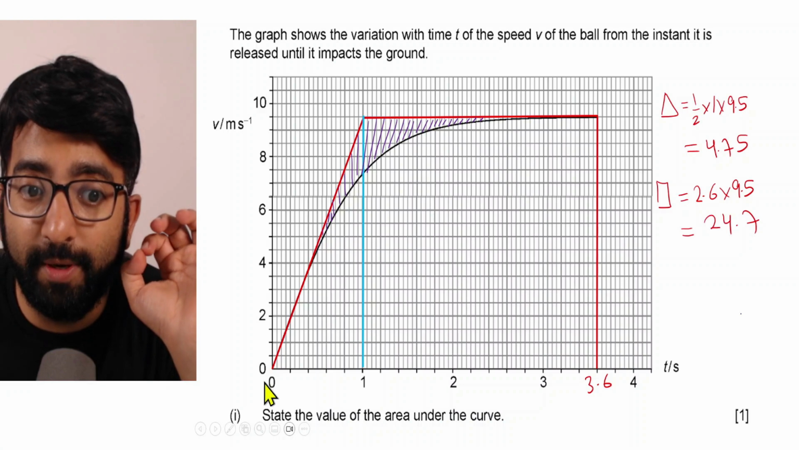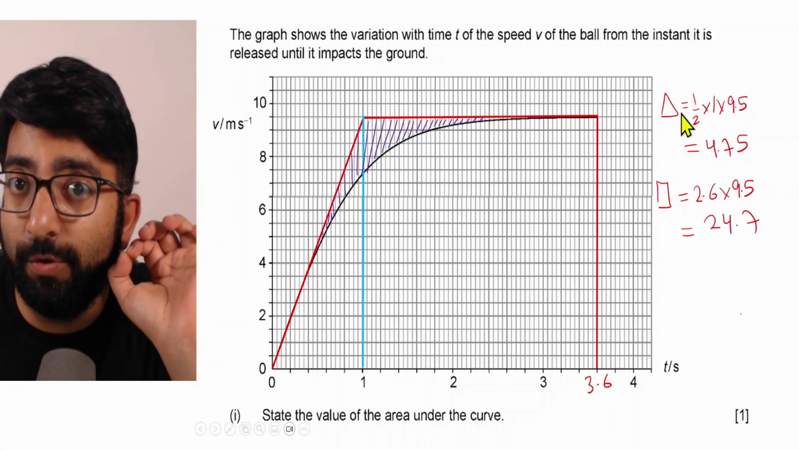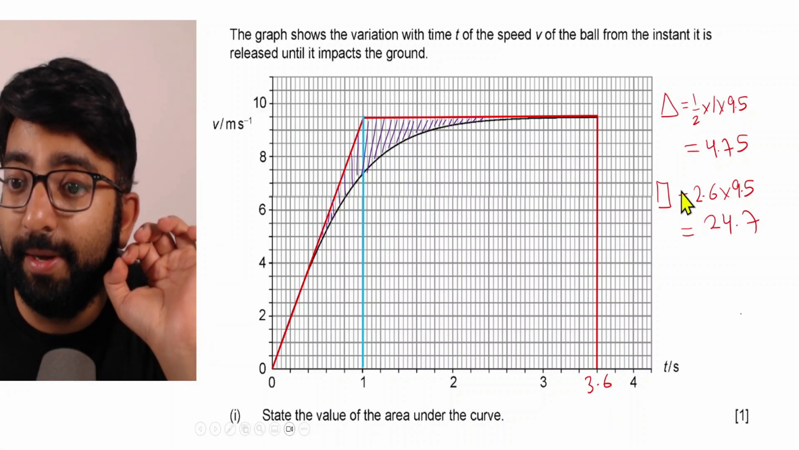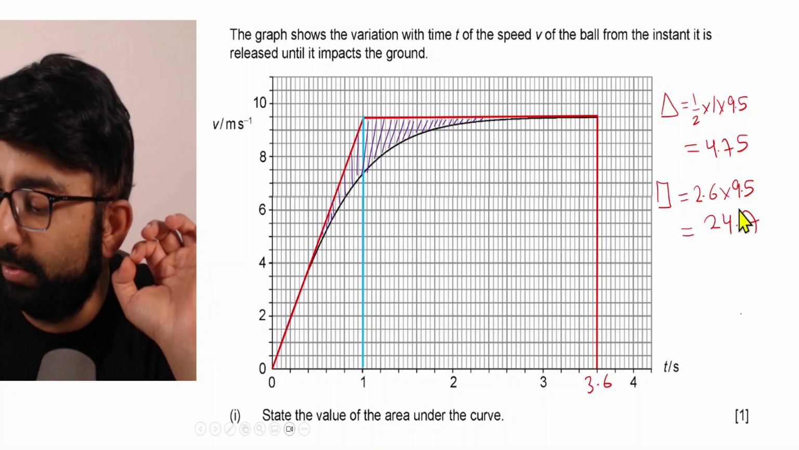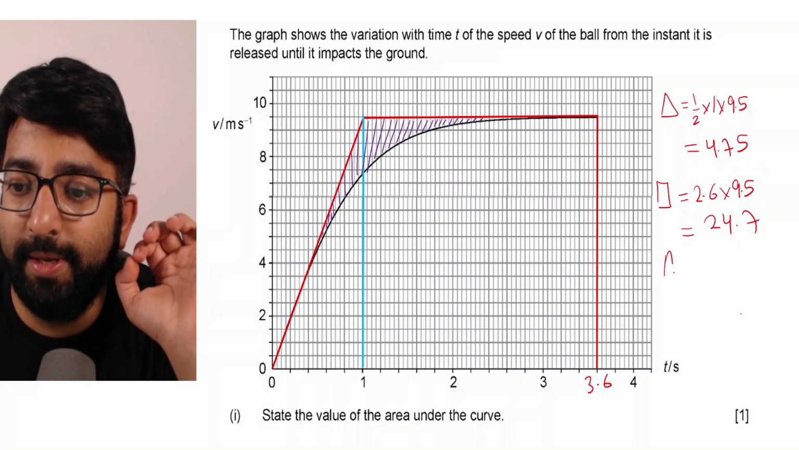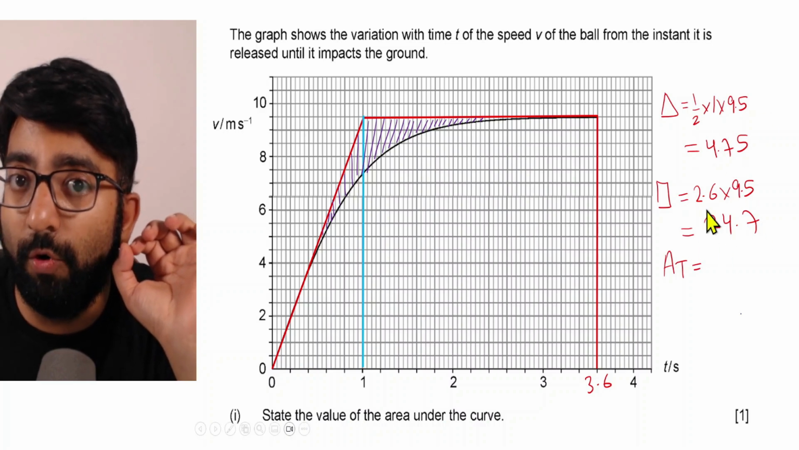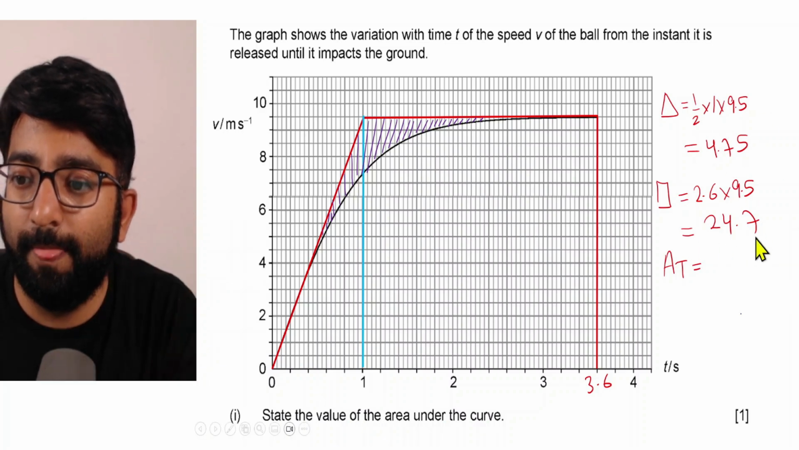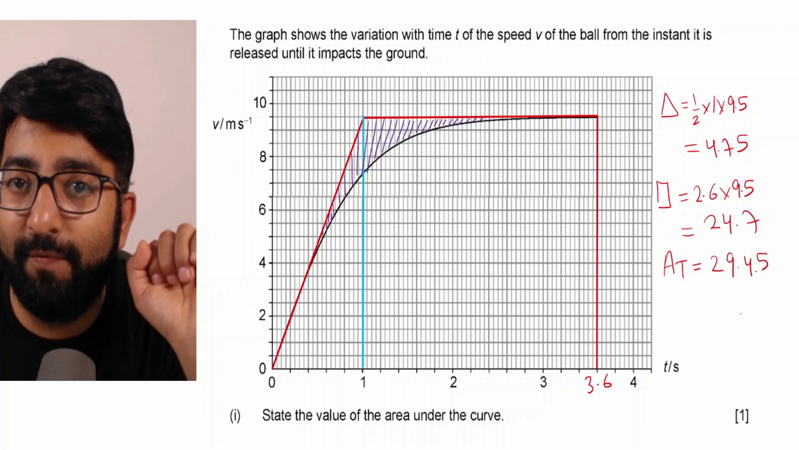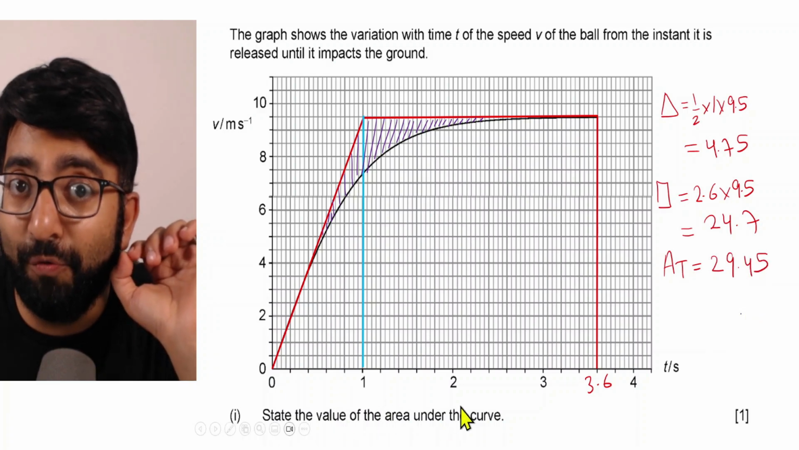24.7. So what will be the total area of the trapezium? We need to add the area of triangle and the area of the rectangle. So if we add these two numbers, the area of the trapezium will be 4.75 plus 24.7, which is equal to 29.45. But that is not the value which we require.